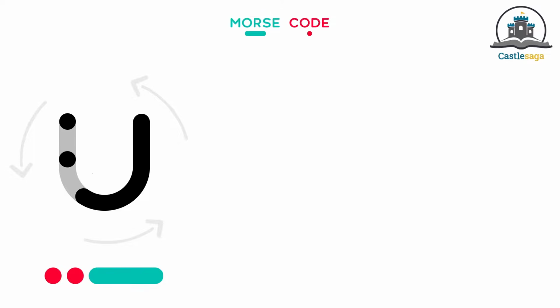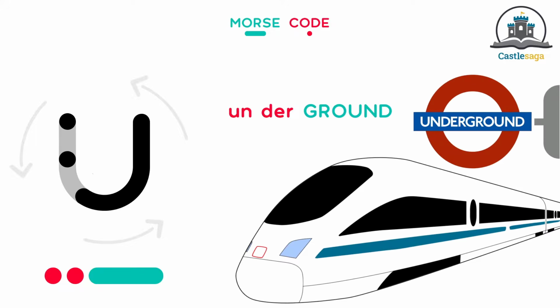Now our word for U is underground. It is a very common word and we all know it. Underground.